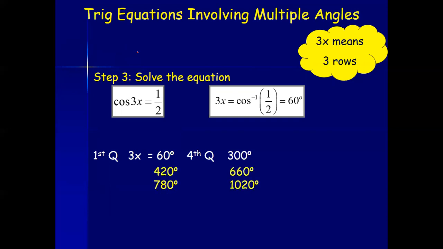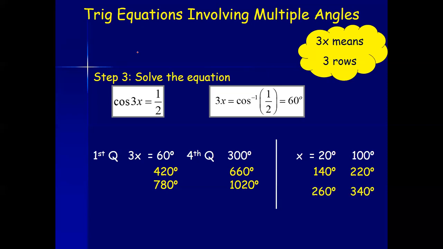So 420, 660. Now add 360, you'll see 780, 1020. 3x equals all these. What is x? Divide by 3. And that's all your answers. 20, 100, 140, 220, 260, and 340.